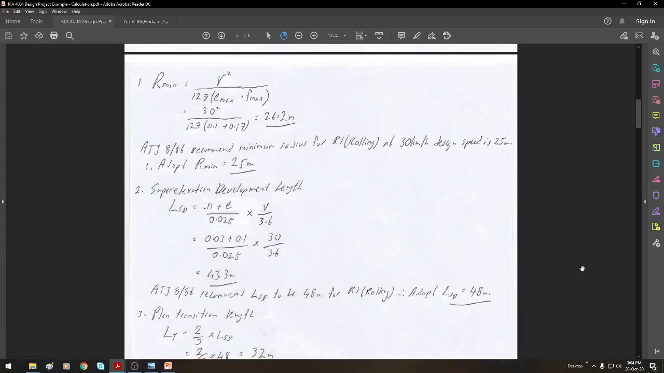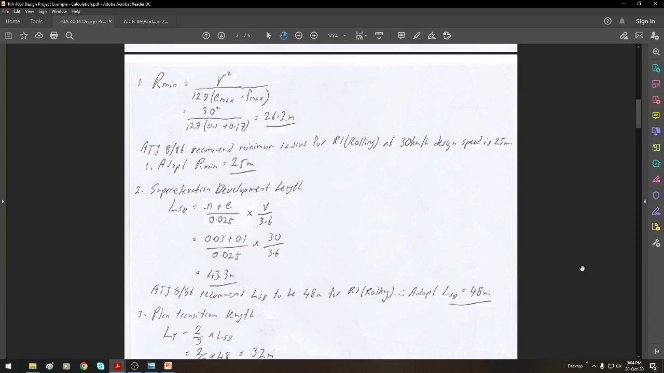Okay, so now let's look at the calculation side. We have the formula for the minimum radius, and we also have the table in ATJ, Arahan Teknik Jalan, specifying the minimum radius for the respective design speed. So for the sake of this exercise, let's calculate it first.